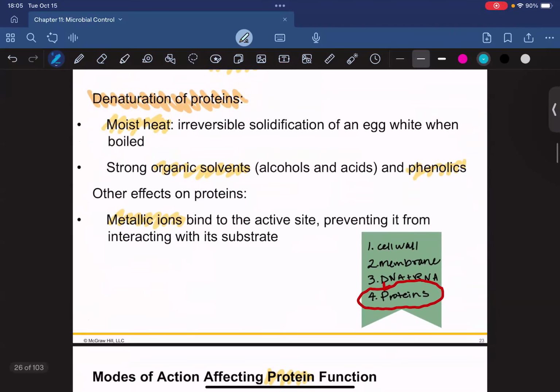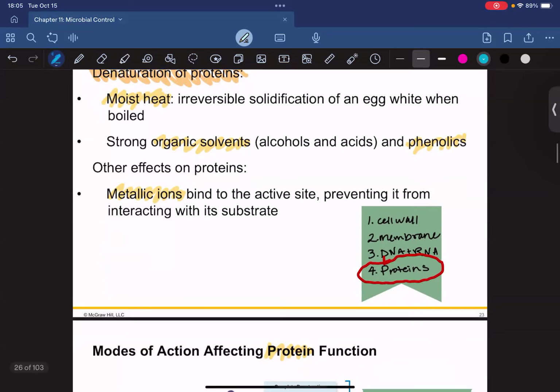Usually we'll do this with moist heat or certain solvers, like glutaraldehyde, for example, and then phenolics that are based on phenol. Don't worry, we're coming around to all of these. And then metallic ions will bind to active sites. So these are just examples for right now. Believe me, we're coming back to it.